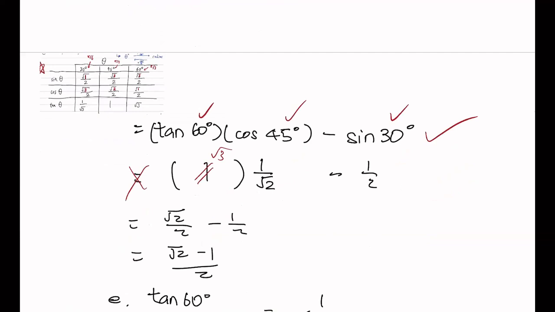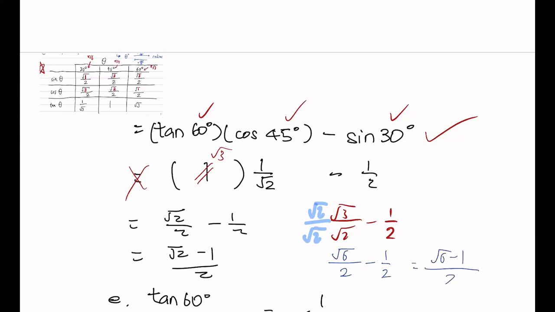Then it becomes square root 3 over square root 2 minus 1 half. But here we got root 2 and 2. How do you make the denominator the same? Rationalize. Multiply root 2 at the top and bottom. So you end up with root 6 divided by 2 minus 1 half, which is just root 6 minus 1 all over 2. Okay? Okay. Wrong. Okay, moving on.